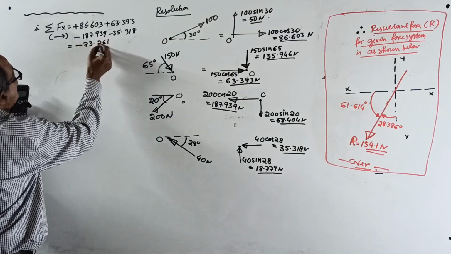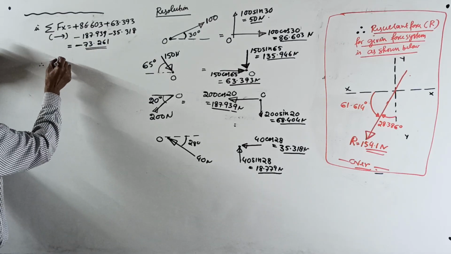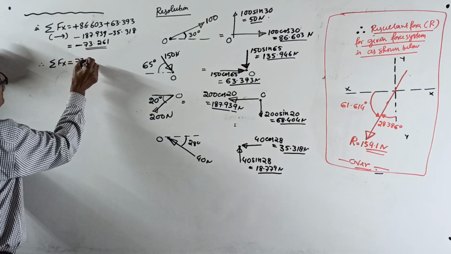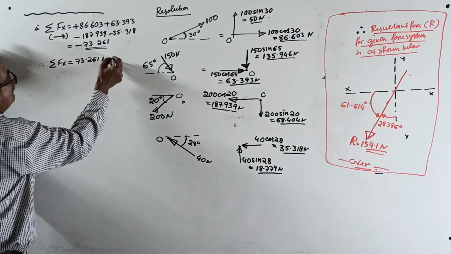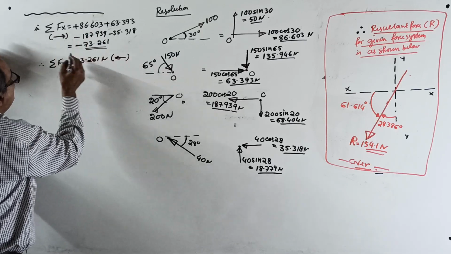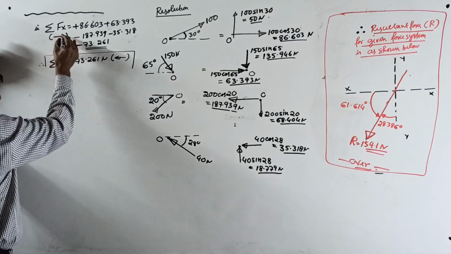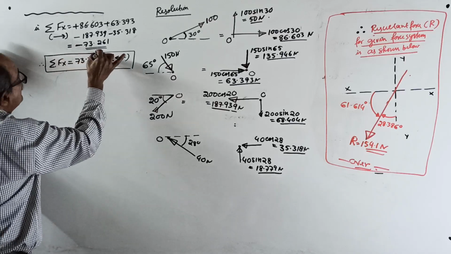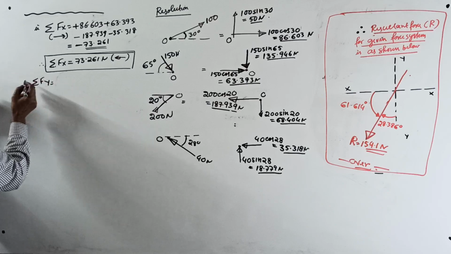73.261. If negative comes, whatever comes, I will write here: sigma fx without sign is 73.261 Newton. We took the right side; negative came, so that much is to the left side. See, this is also equally important. Later, this sign has nothing to do with that sign. I will clarify all that for you one by one, the mathematical concept. Okay, start.